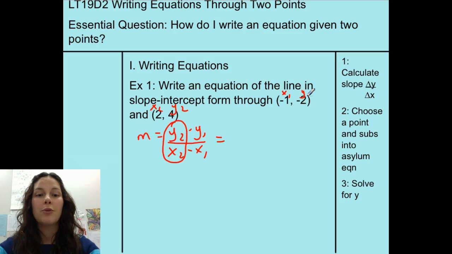So I'm going to subtract my y values, 4 minus -2, and then I'm going to go back to the coordinate I started from, 2 minus -1. Of course, when you subtract a negative, you add the opposite. So we get 4 plus 2 is 6, over 2 plus 1 is 3, 6 divided by 3 is 2. So our slope is 2.